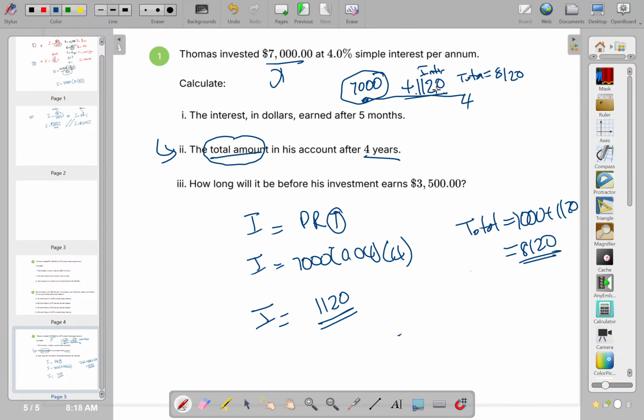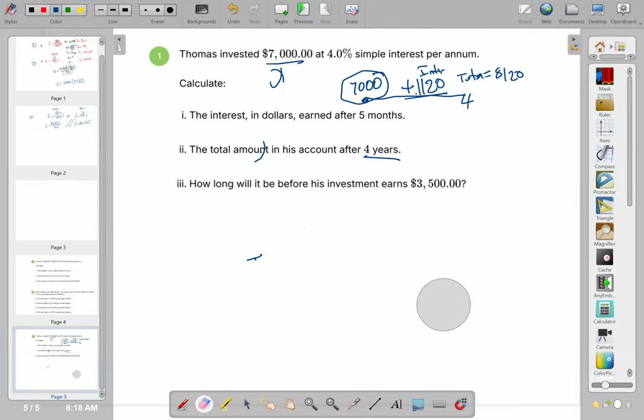You shouldn't expect to only see that amount in there. Yeah, so I hope that makes a lot of sense. All right. Now, how long would it take? Let's go to the next one now.